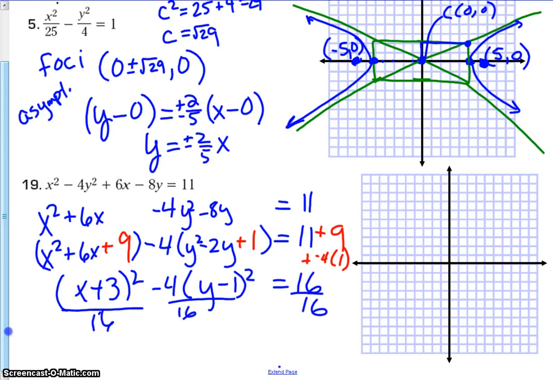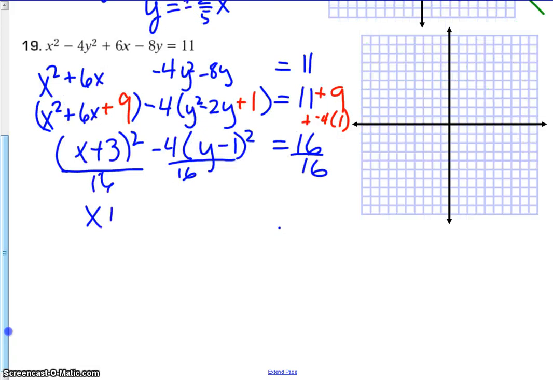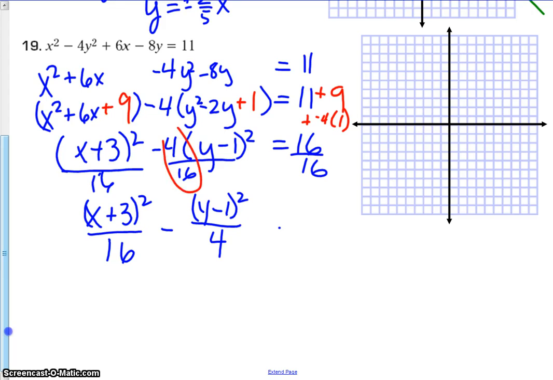Okay, so now my new equation is x plus 3 quantity squared over 16 minus y minus 1 quantity squared over 4. Because remember, I have to reduce this fraction, and then that always has to equal 1. All right, so my center point is going to be at the point -3, 1.